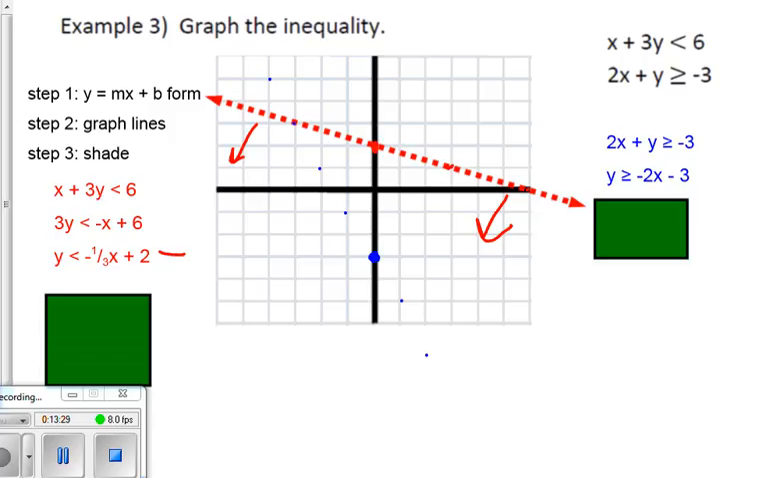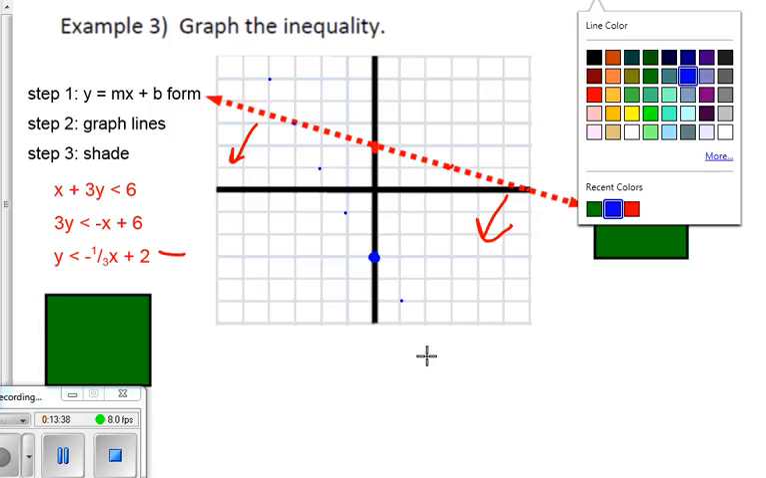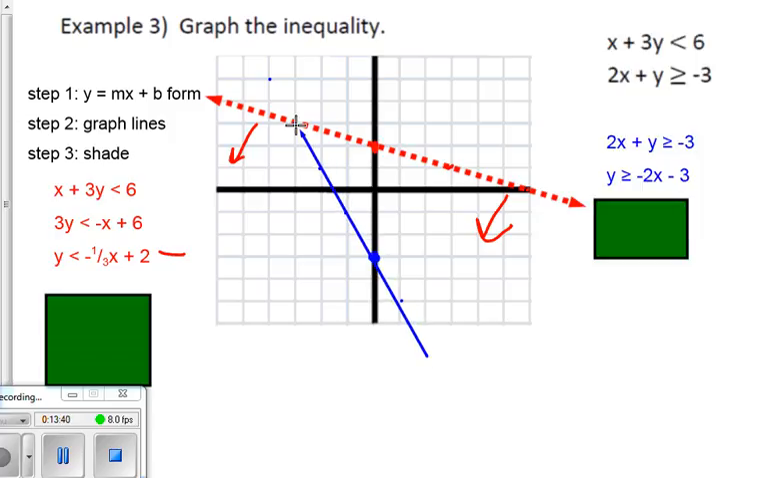From there, then, this one is going to be a solid line because we have the or equal to. So we need to make sure we have a solid line. We'll do a blue one. Start here, go all the way through. There's our line. Again, this one being solid. And we're greater than or equal to that, so we need to make sure that we're shading everywhere above this line, so everywhere in this direction.